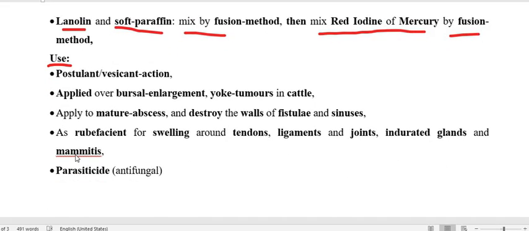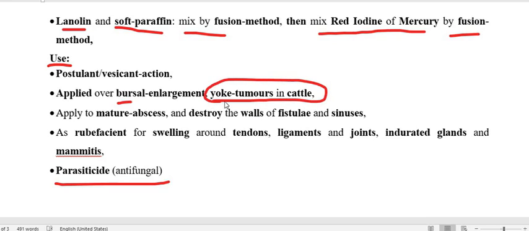Because red iodide of mercury is also irritant in nature, similar to the iodine ointment we are using it as a parasiticide and as a counter irritant. Where the irritation is there in the affected animal, we have to apply it there to counteract the irritation. And because of the irritation at the neck region of the animal, the yoke tumor forms in cattle, so we have to apply it there to remove the irritation.